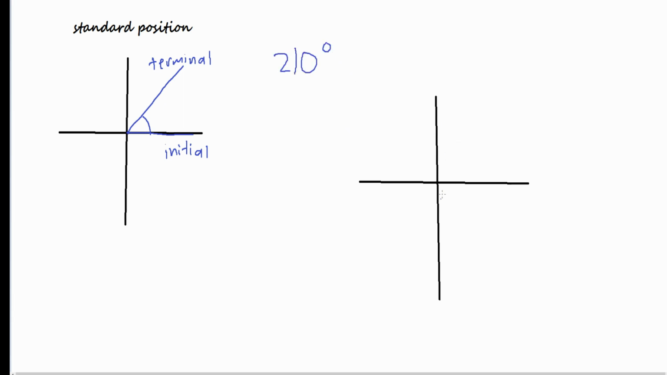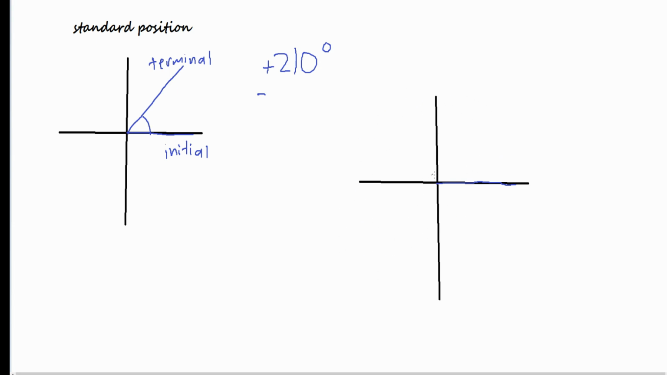Now, let's try drawing the standard position of 210 degrees. This angle is positive, meaning the terminal line will run counterclockwise across the graph. If the value is negative, it would run clockwise across the graph. Now, the first thing you do is draw the stationary line, the initial side.